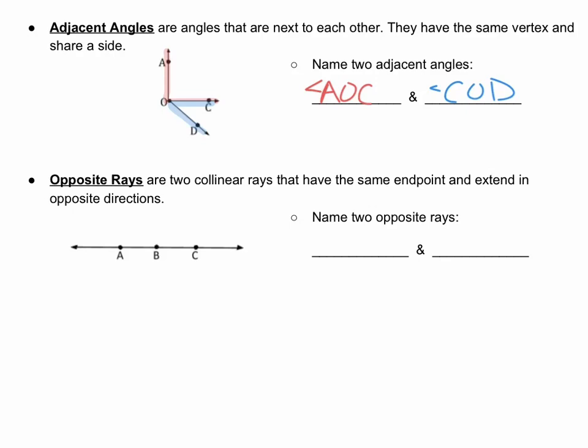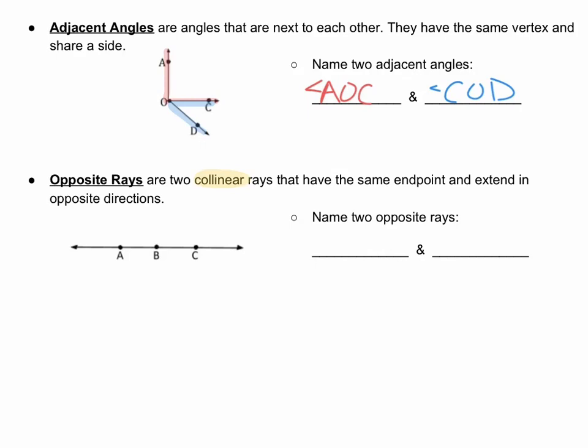The next term is opposite rays. And opposite rays are just two collinear rays, rays that are on the same line, that have the same endpoint and extend in opposite directions. So basically it's two rays that start at the same point, go in opposite directions, and that means they actually form a line.